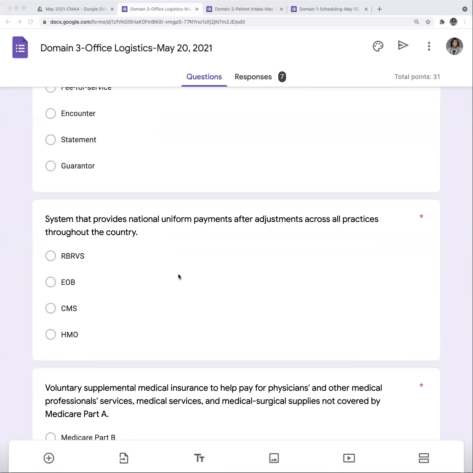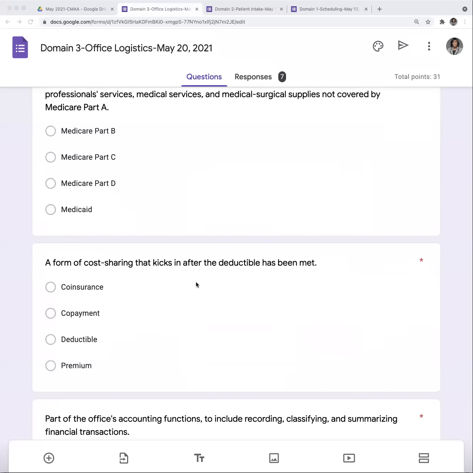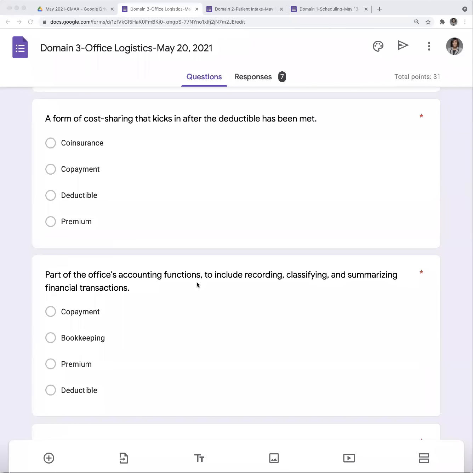RVS. Voluntary supplemental medical insurance that covers services not covered under Part A. Is it Part B? It is Part B. So once you get retirement age, you automatically can get Part A, but Part B, you actually got to enroll in it. A form of sharing that kicks in after the deductible has been met. Co-insurance.